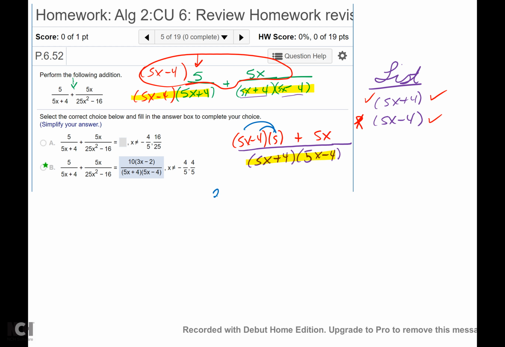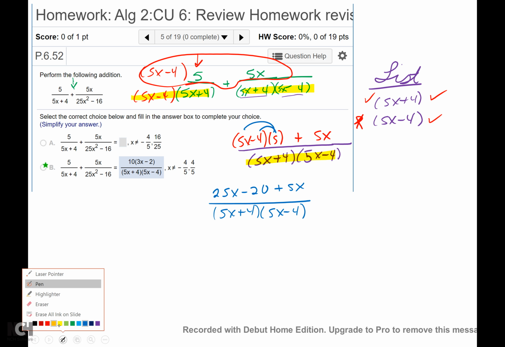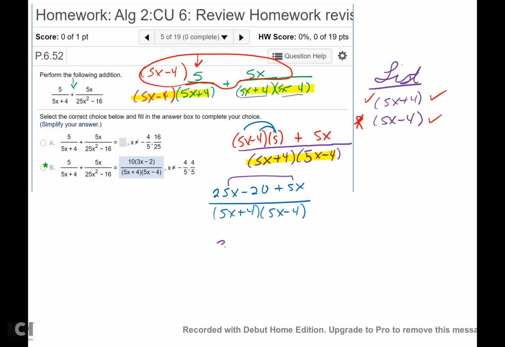Distribute, I get 25x minus 20 plus 5x over 5x plus 4 times 5x minus 4. And the adding is done. I just need to factor on top and on bottom and see if I can't get anything to cancel. So I can combine x's. That's going to give me 30x minus 20 over 5x plus 4 times 5x minus 4. So I combine like terms.